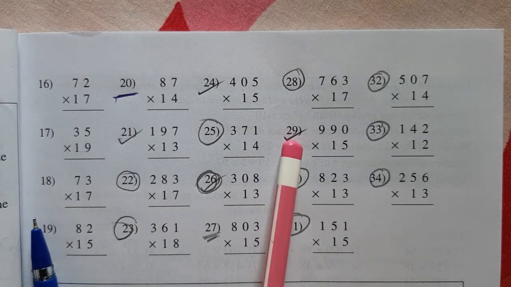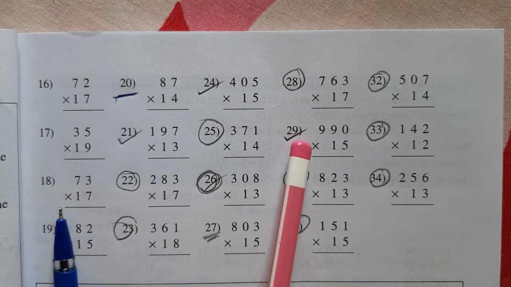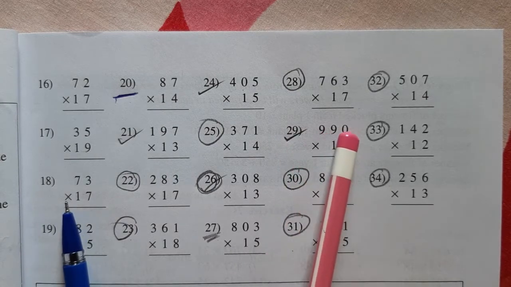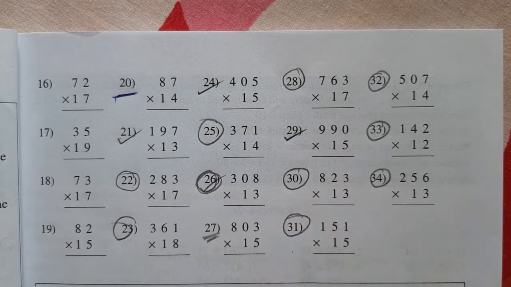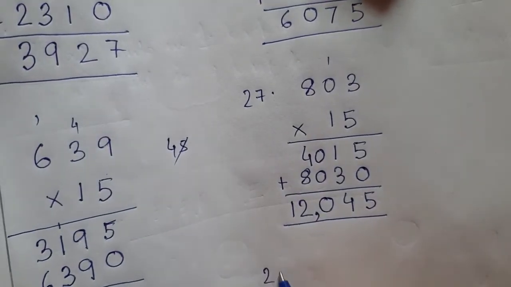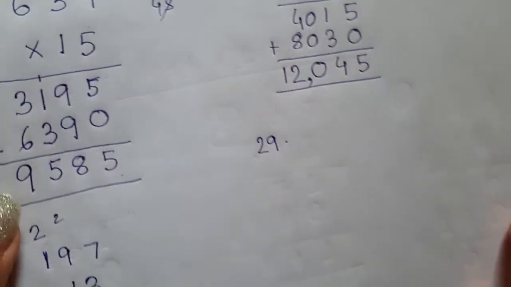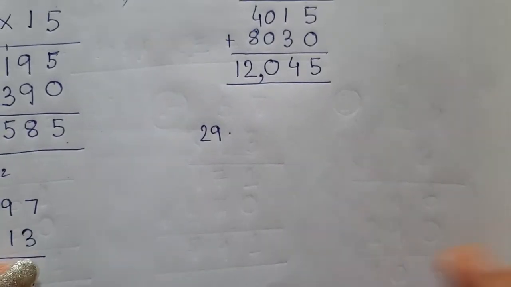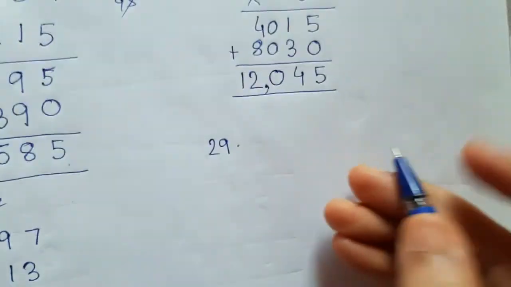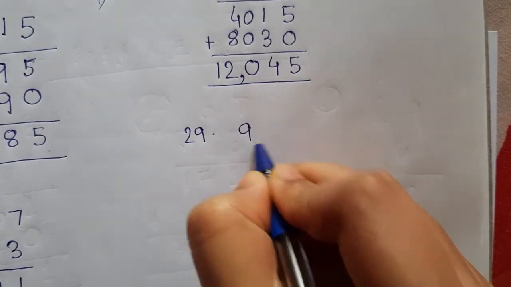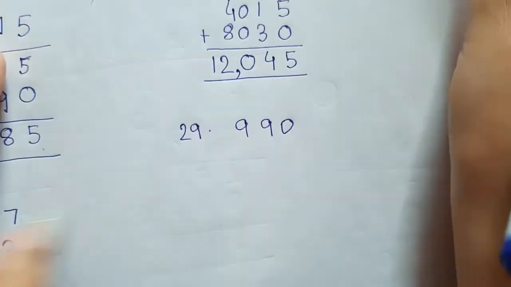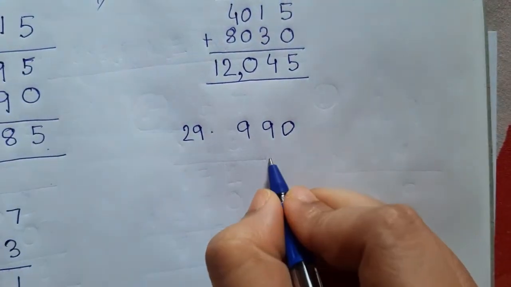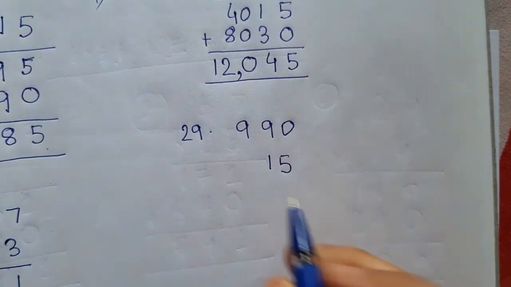Now I will do the last question from this exercise, question number 29. 990 multiplied by 15. Now let's see how we can solve this. Question number 29. What was the question? 990 multiplied by 15.